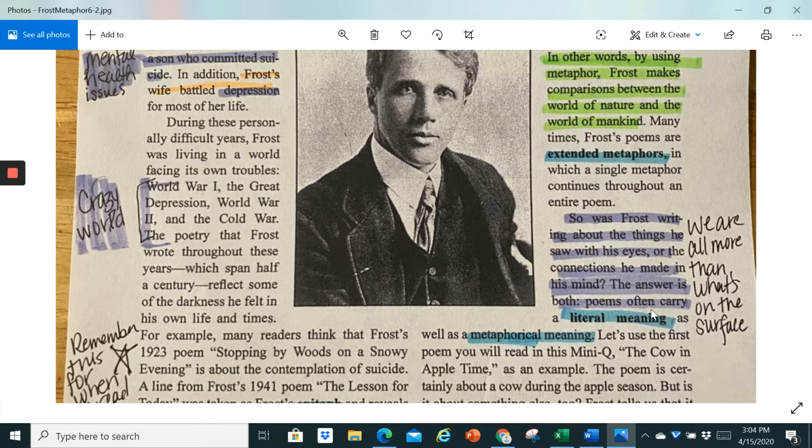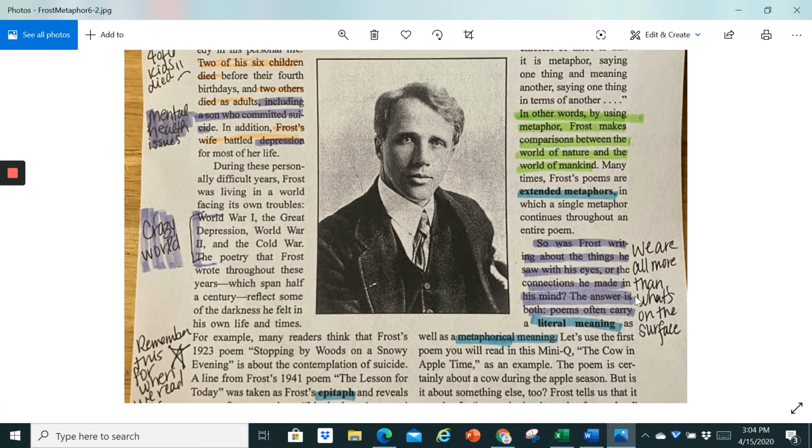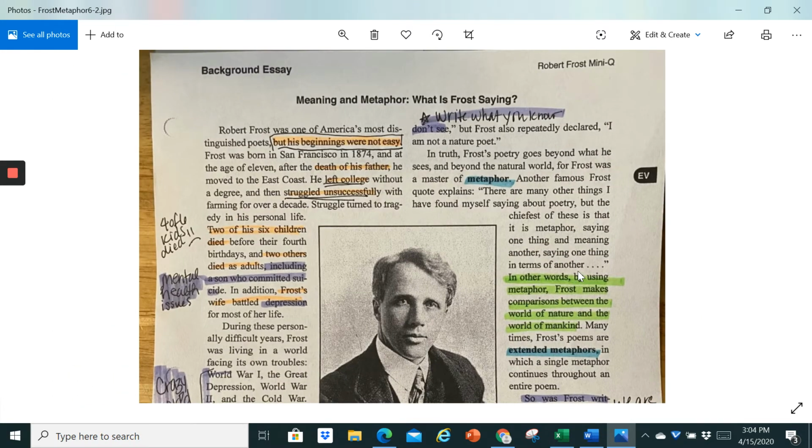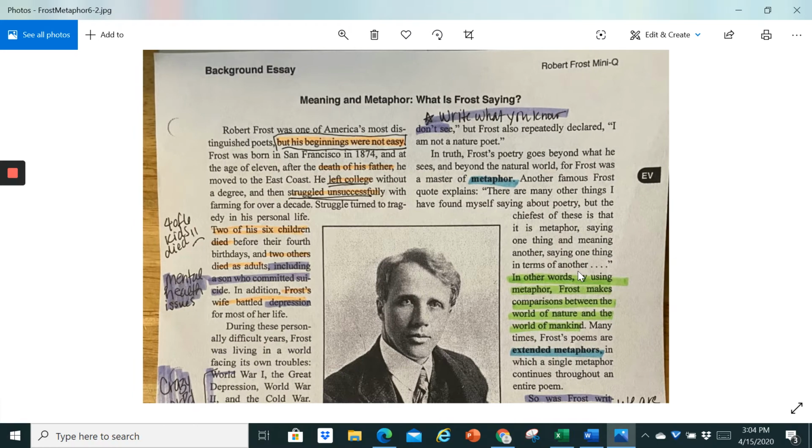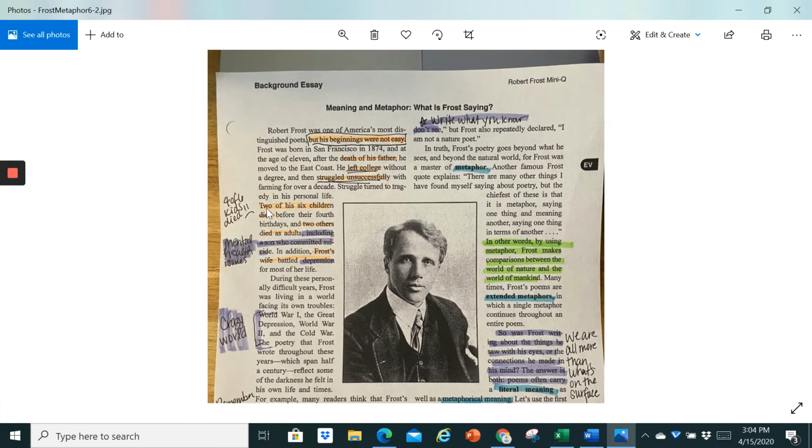All right, y'all still with me? So those are the connections that you can make when you read this article. All right, so we're going to look at what the main idea of this whole piece is.